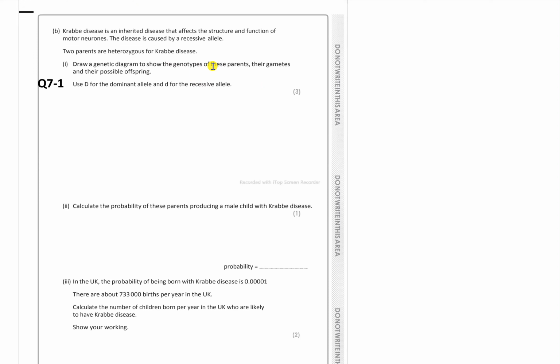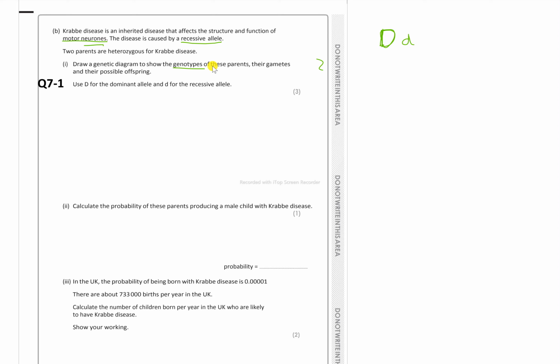We've got Crab disease, which is inherited and affects the structure and function of the motor neurons. Remember, those are nerves. It is caused by a recessive allele. So if D is dominant, capital D is dominant, and lowercase d will be recessive.